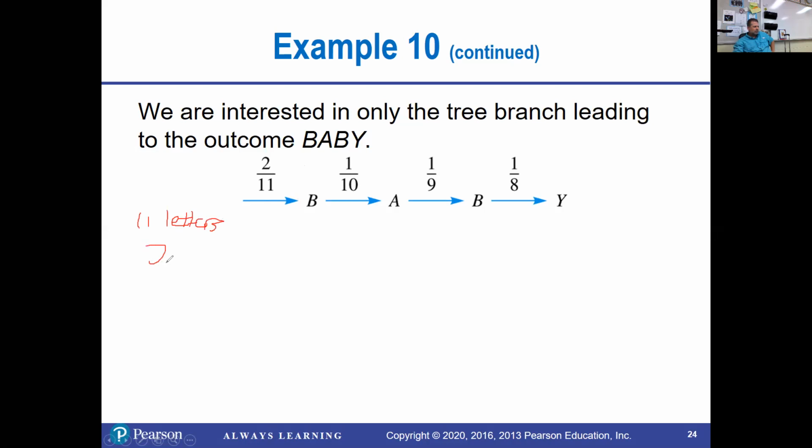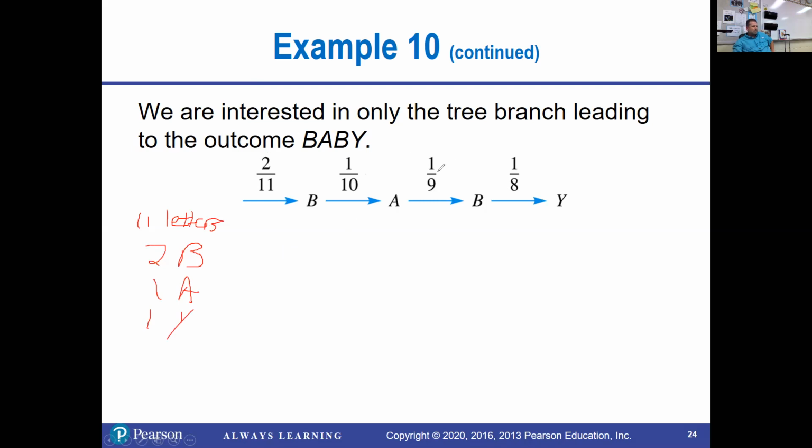There are 2 B's, 1 A, and 1 Y. That's what we had in there. So that's why the 2 out of 11, and then you subtract 1 from the total number of letters every time: 11, 10, 9, 8, and so forth.